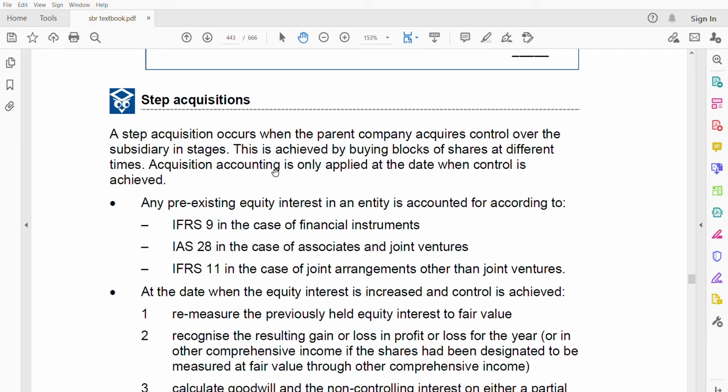Acquisition accounting is only applied at the date when control is achieved. That means you consolidate only at the date when control is achieved. Let's say the first time you have bought 40%. At that time you cannot consolidate, because at 40% it's an associate. But let's say you buy 30% more later. So 40 plus 30 becomes 70%. At the time you buy the additional 30%, that entity becomes your subsidiary, and then you have to consolidate.